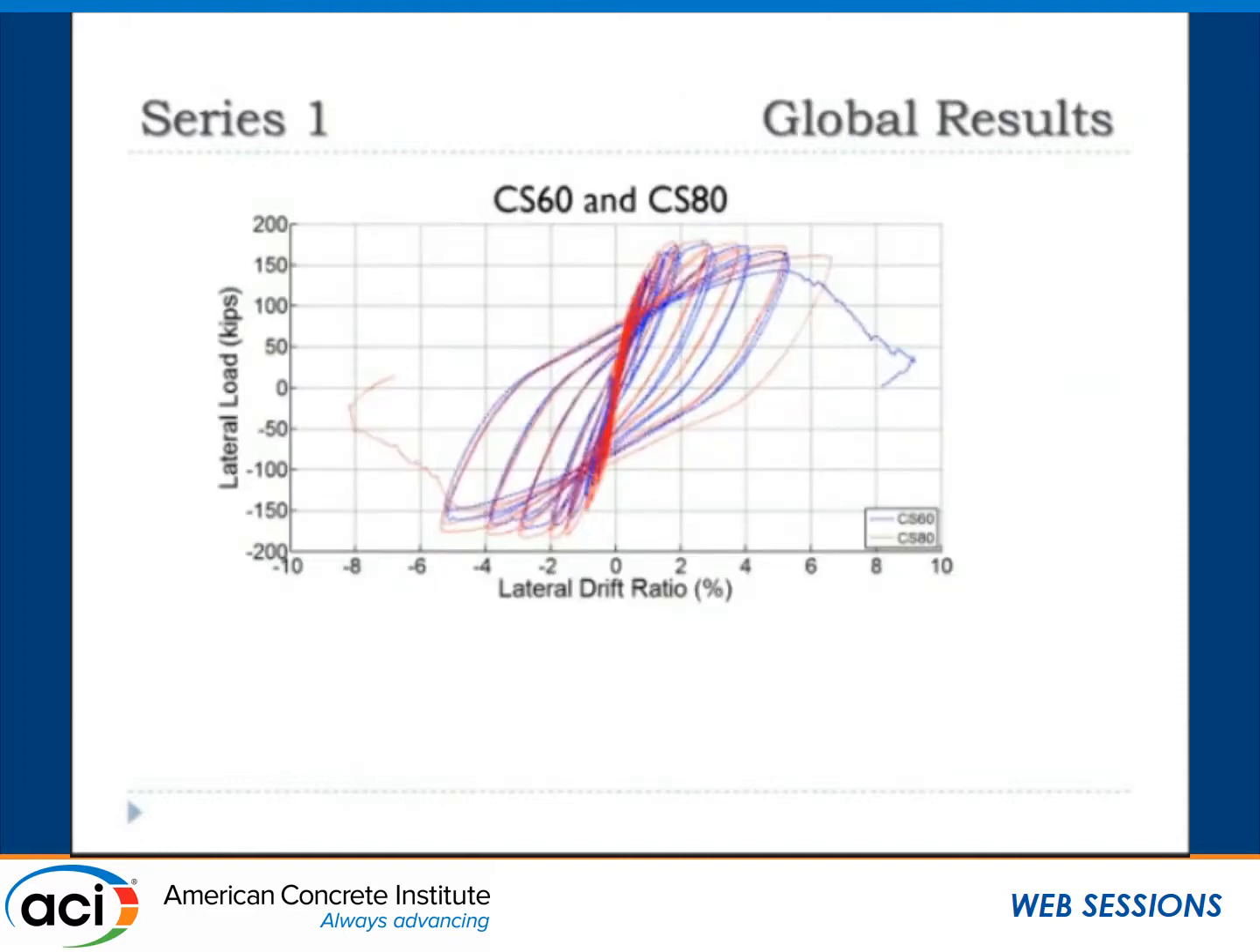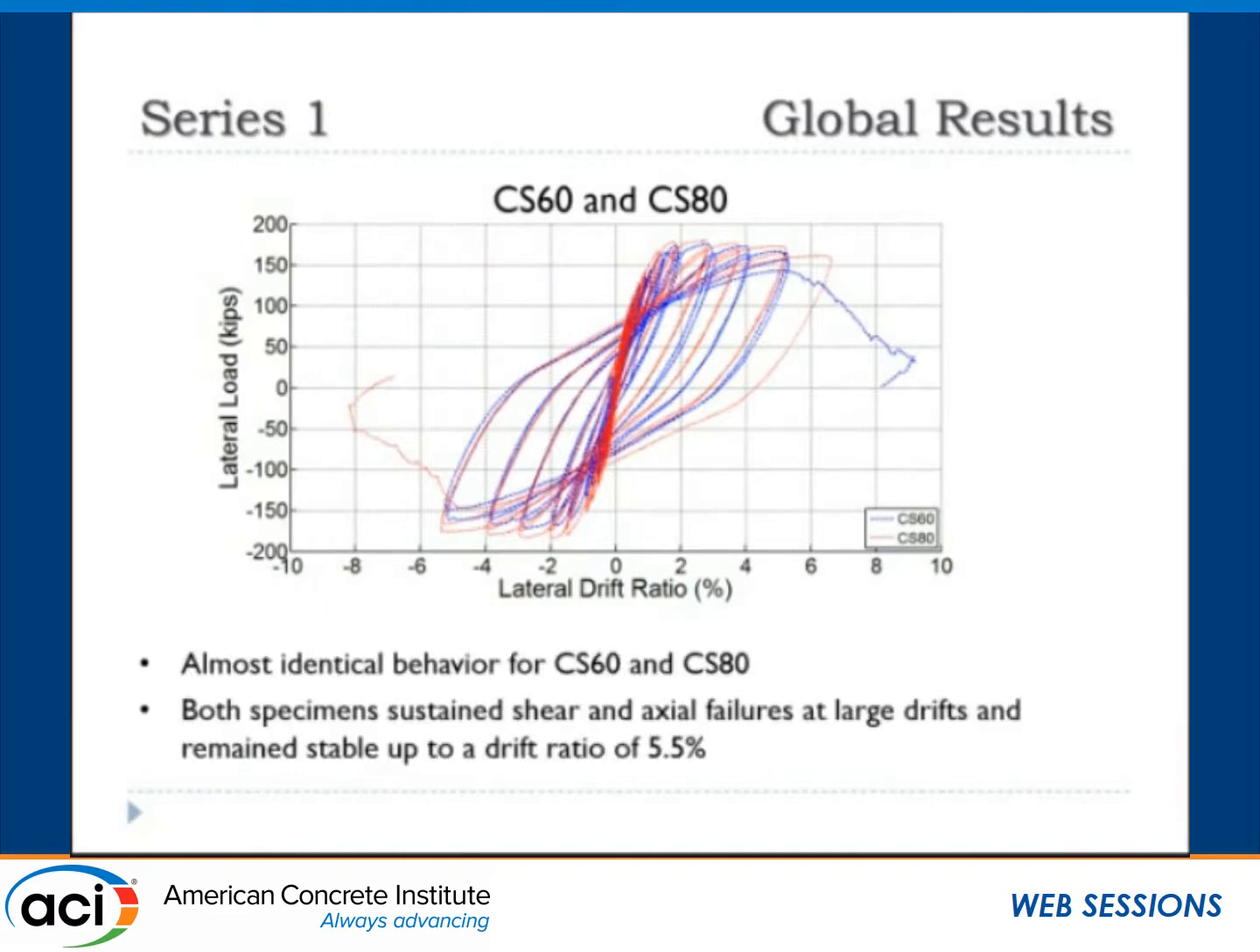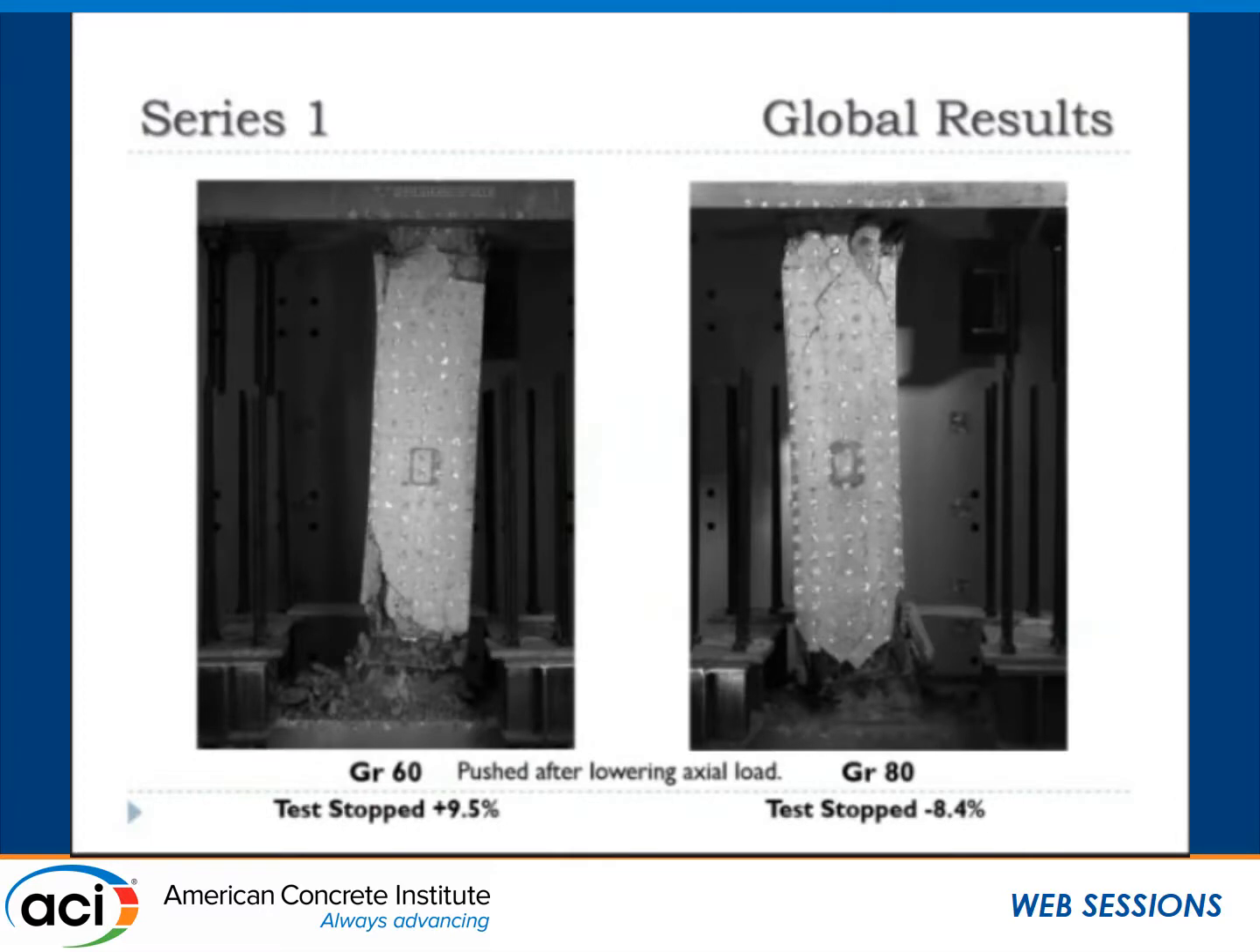If you look at 60 and 80, this is the hysteretic behavior we found. Almost identical, really on top of each other, which was really great news. So almost identical behavior, both of them stable to about 5.5% drift, which was really good news. So overall, very good performance. And these were intended to fail in shear, and they did so at 5% drift or 5.5% drift, shear and axial failure at the end of the tests. So pretty good response, grade 60, grade 80 equivalent, we were happy with that.